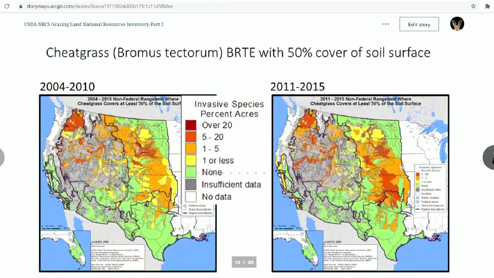One of the maps on cheatgrass shows the foliar cover. This is gathered from the line point intercept protocol. The second time period, change from light orange to dark orange in the Great Plains, indicates that more than 5% of rangeland acres has cheatgrass cover of at least 50%. Southern Oregon cheatgrass has also increased. So I think these changes make the hazard very clear.